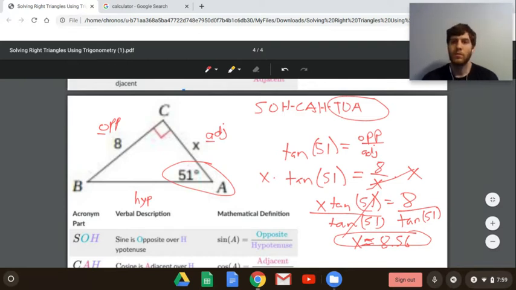Once you know your function, write your equation, and then you got to solve for x. If x is in the numerator, you simply multiply both sides by the denominator. If x is in the denominator, you got to multiply both sides by x, and then divide both sides by the sine, the cosine, or the tangent. When you use a calculator, make sure you are in degrees.